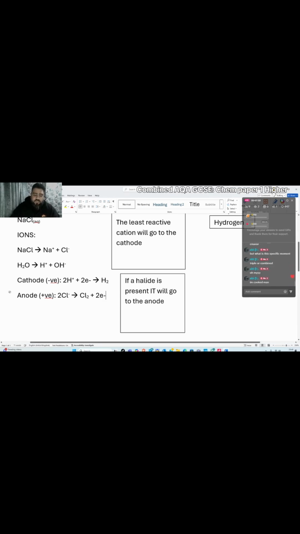And there's one final thing that you need to consider, which is the solution at the end. In terms of the solution at the end, you need to figure out what that is. How do you do that? You look at this. You've got the cathode, and that's going to form hydrogen. The anode is going to form your chlorine. And therefore, we've used up the chloride ions, and we've used up the hydrogen ions. So what we have left is Na+ and OH-, which will make sodium hydroxide solution. And so basically this will have a pH of 14.